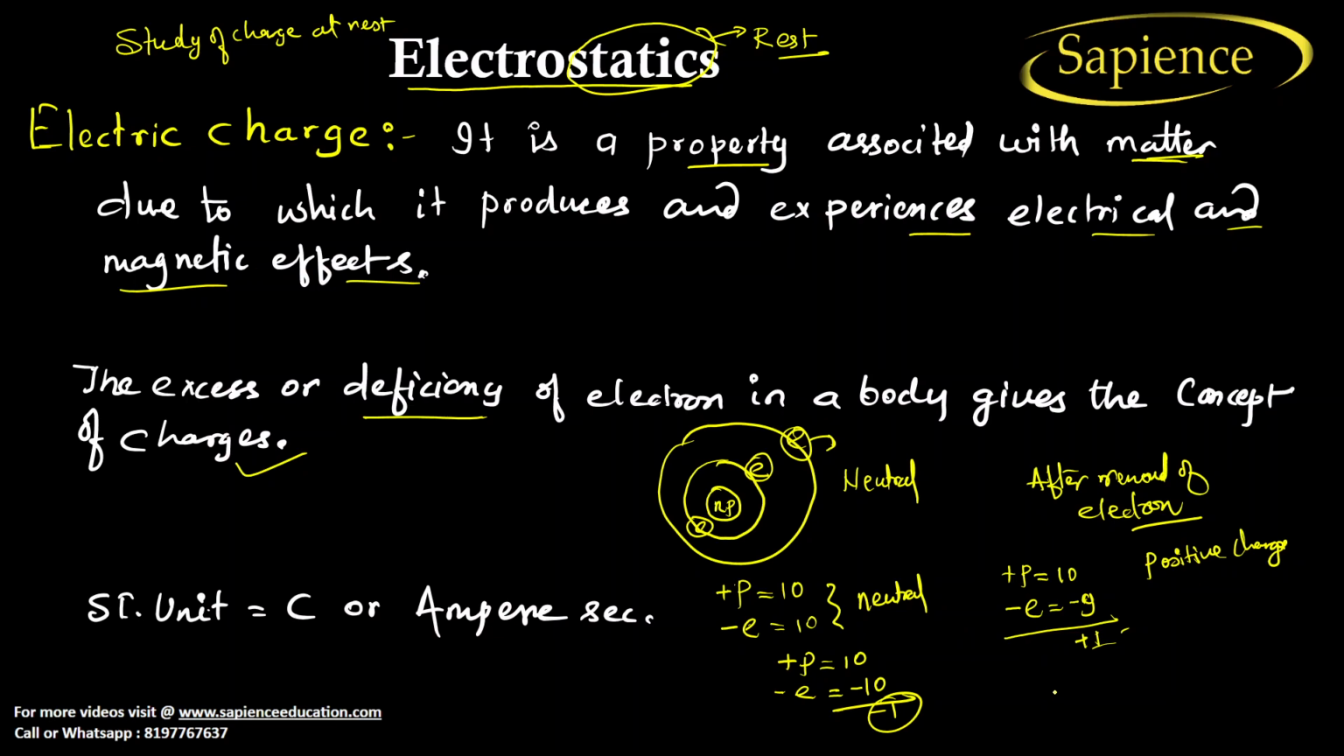Gain of electron will create a negative charge, and loss of electron will create a positive charge. The protons and neutrons remain in the nucleus. I hope you have understood this concept. So the excess or deficiency of electrons in a body gives the concept of a charge, either positive or negative. The SI unit of charge is the coulomb, or ampere second. Basically we will use the coulomb.